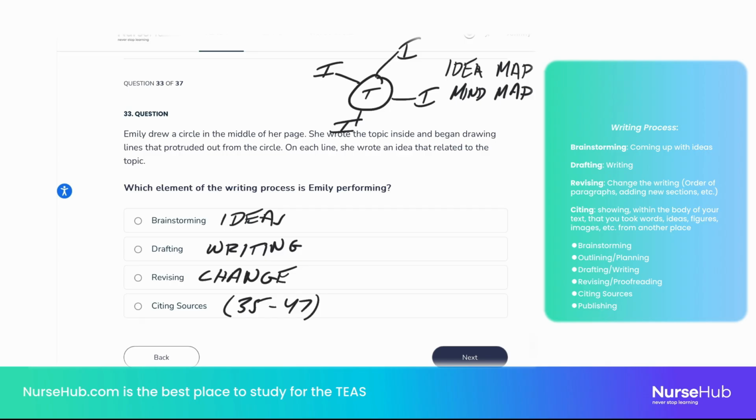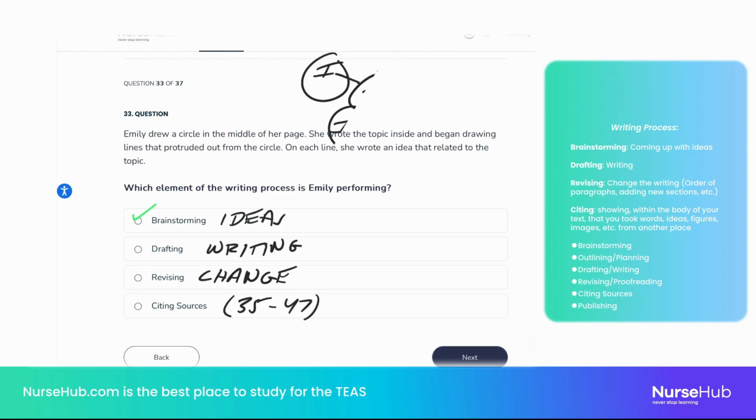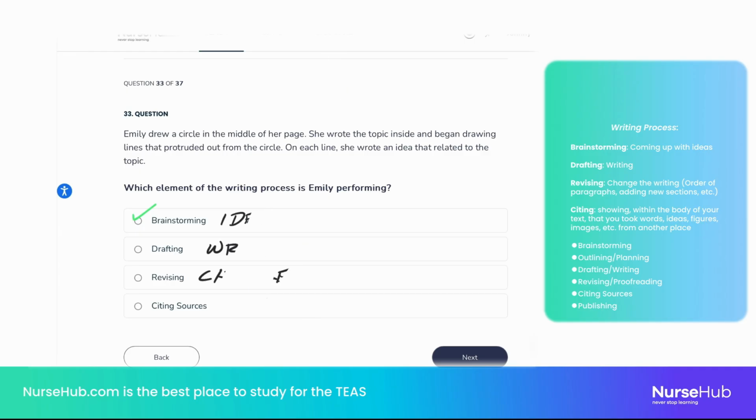All right, so which one is this doing? Well, we have an idea map. We are looking at different ideas. That is our brainstorming. And that is our correct answer. So let's erase what we have here with our little beautiful mind map.